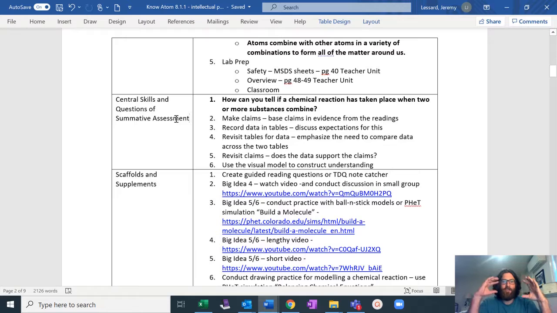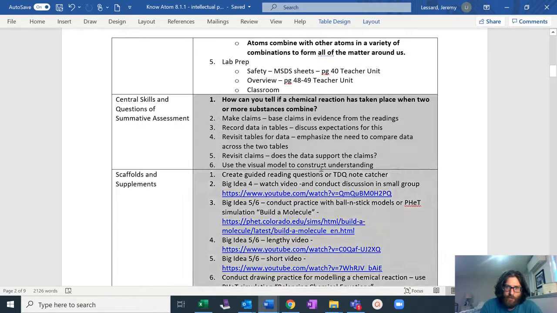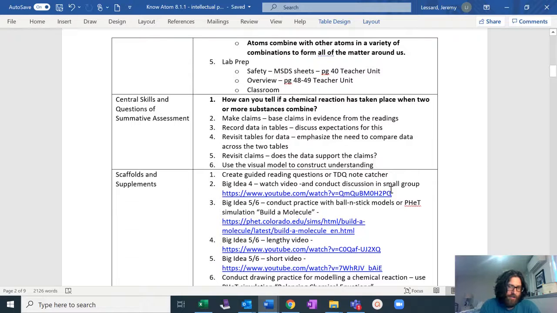That is the assessment, that is the test at the end, which is also a lab, but it's a test. And these are the things we're going to have to do, right? We need to make claims, we need to record data, we need to revisit our tables, we need to revisit our claims, we need to use a visual model to connect our understanding. So there's a lot there.